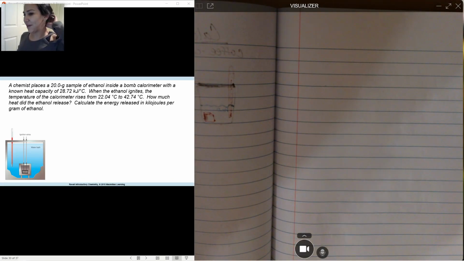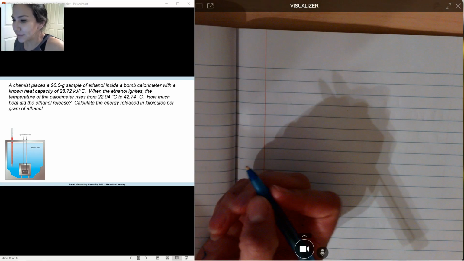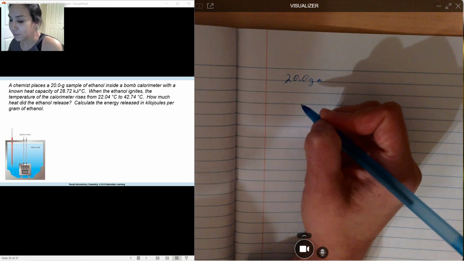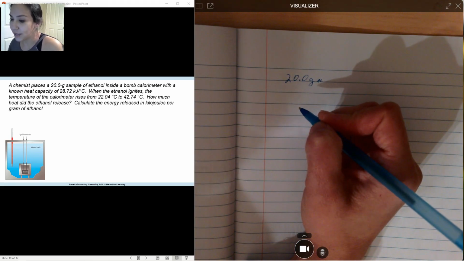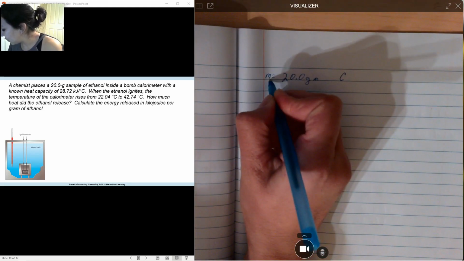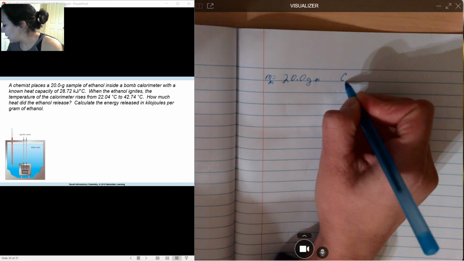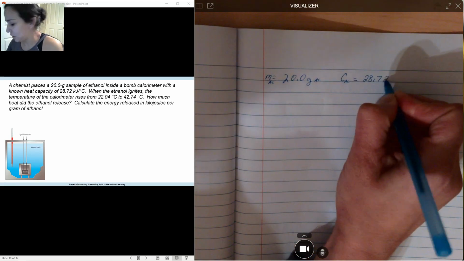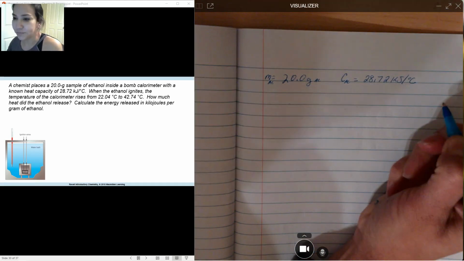All right, you guys. So let's go ahead and solve this problem that we have here. We're going to write all our information down. So we have a 20-gram sample of ethanol, and I'm just going to put Al for alcohol, inside the bomb calorimeter. So that's what's in the sample inside. With a known heat capacity of, so C, mass is this, mass of our alcohol. The heat capacity is 28.72 kilojoules per degree Celsius.